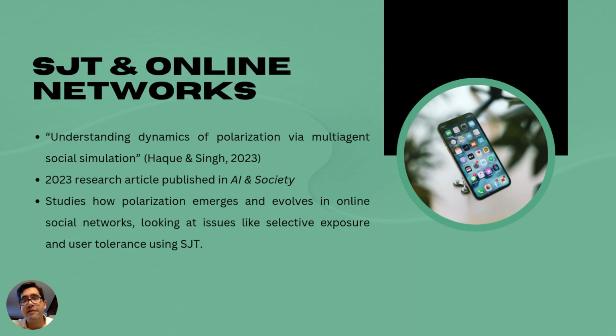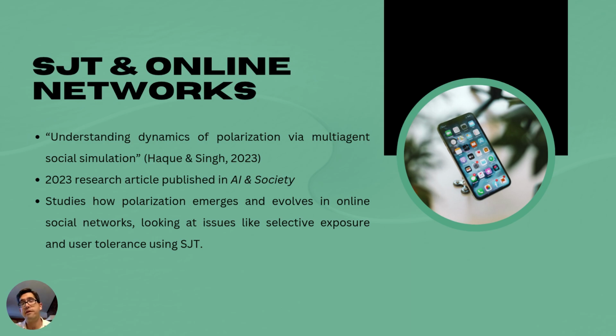And as I mentioned, I think this theory is incredibly versatile in how it is used in society, because another research example I found on a far different spectrum was a 2023 article published in AI and Society called Understanding Dynamics of Polarization via Multi-Agent Social Simulation. This studied how polarization emerges and evolves in online social networks, looking at issues like selective exposure and user tolerance using social judgment theory. More specifically, social judgment theory was used here to model how users shifted their opinions when exposed to different posts.